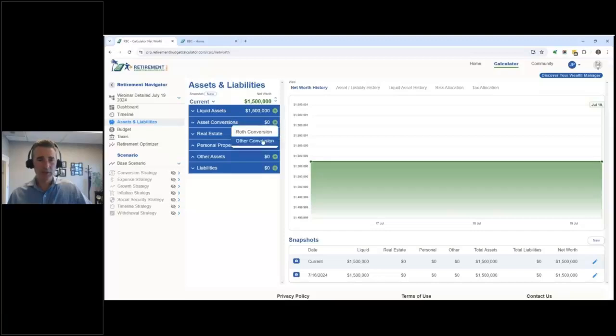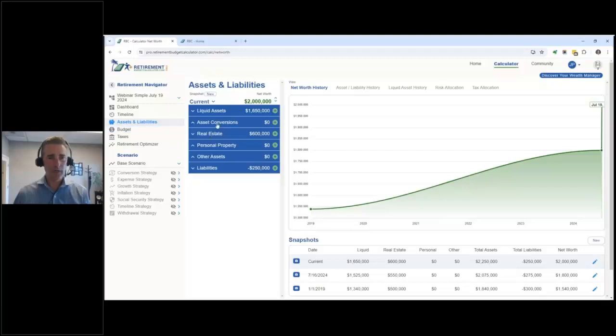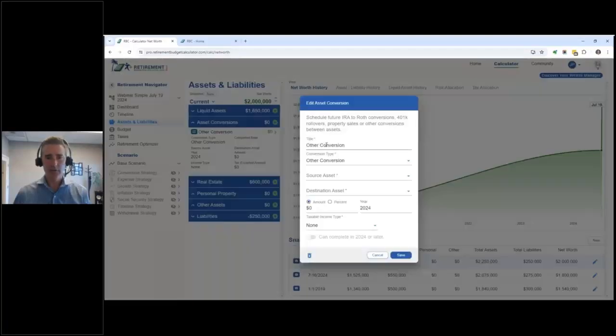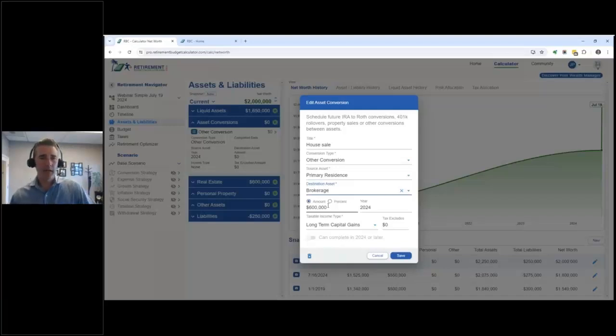So you can come in here and say other conversion, go to asset conversion, do other conversion, house sale. Our source asset is going to be our primary residence. The destination asset, we're going to say we're going to take that money and put it into our brokerage account when we sell it. $600,000 is the amount that we're going to sell it for. Now, it's easy in the current year because you know what the value is, but you don't necessarily know what the value is in a future year. So if you're going to choose a future year, you want to say 100% of the future value and then choose your future year. So we'll say 2034, 10 years out. The income type is going to be long-term capital gains, so it hits your tax return the right way.